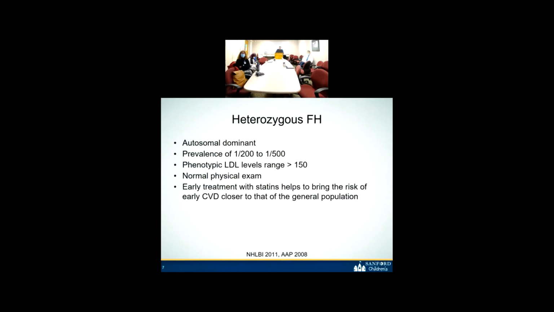Heterozygous FH, which is something that we're really trying to target with our lipid clinic, is an autosomal dominant mutation within one of those three main genes. The prevalence is anywhere between 1 in 200 to 1 in 500. So much more frequent than you would think, and we're starting to pick it up much more frequently since we're screening more. The phenotypic LDL levels usually range greater than 150. They have a normal physical exam, and in this case, early treatment with statins often helps to reduce the morbidity and mortality associated with it and bring your risk of early cardiovascular disease closer to the general population.